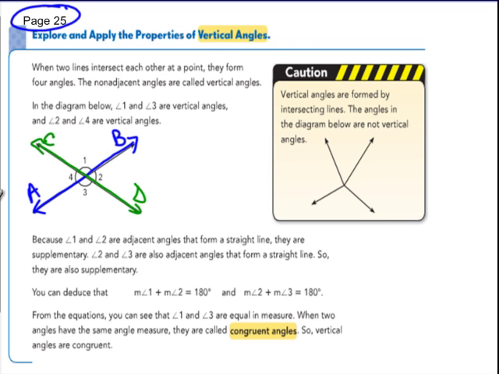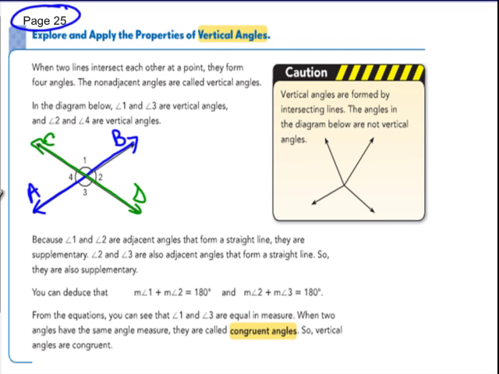When they form these four angles, the non-adjacent angles are called vertical angles. Remember, adjacent angles we did a couple days ago, they sit right next to each other. They share a common vertex and a common ray, but they have no interior points in common. So for instance, angle 1 and angle 2 are adjacent angles in this picture.